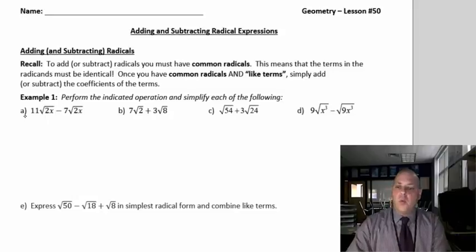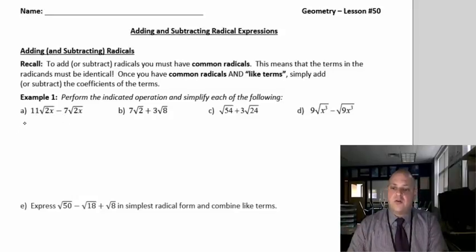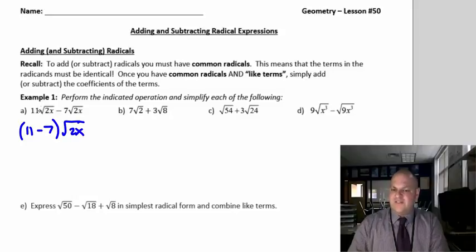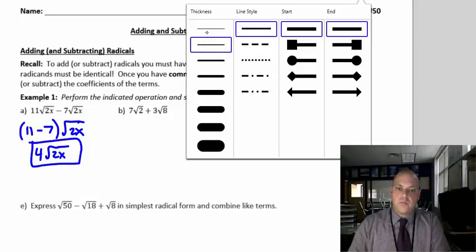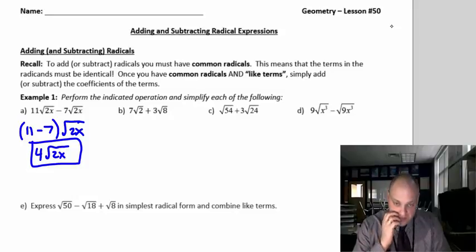So in example 1a, we're good. We have radical 2x, we can just subtract the coefficients. So 11 minus 7, see how it's 11? This is 11 minus 7. So what we're going to do is write it like this, 11 minus 7, and then keep the radical 2x. It's kind of like factoring. And then 11 minus 7 is 4, so it's 4 radical 2x. So that's how we're going to do these. You have to have the same radical in order to add or subtract.